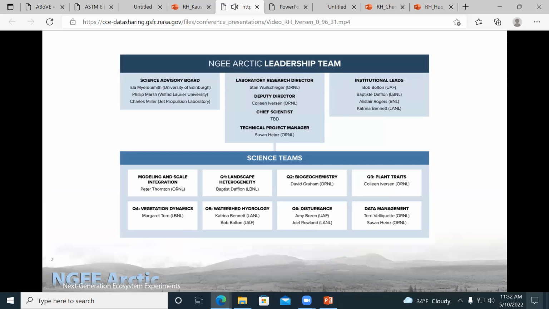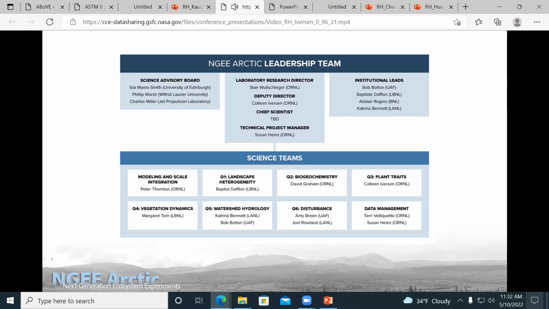Led by Stan Wullschleger at Oak Ridge National Laboratory, the multidisciplinary NGEE Arctic team spans nearly 150 scientists across 5 institutions. Those include ORNL, Berkeley Lab, Brookhaven National Lab, Los Alamos National Lab, and the University of Alaska Fairbanks.